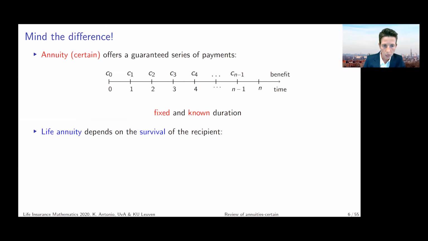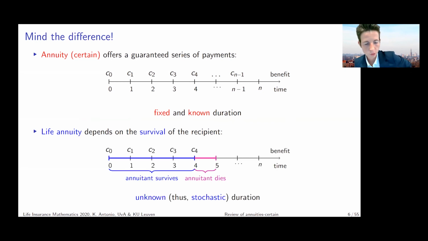This is the typical corporate finance course setting, and how to calculate the present value of this cash flow stream. On the other hand, with a life annuity, we've got our dependence on the survival of the recipient. So in this case, for instance, if you look at the cash flow C4, which is to be paid at time 4, that would be the last cash flow that my annuitant receives in the scenario that is pictured here on my graph. So here on my graph, my annuitant dies between time 4 and time 5. So that means he will receive all the cash flows up to C4, but no more cash flows from there on, because he's no longer alive. So here, the duration of the stream of payments is unknown and thus stochastic. So when we value this, we need to take probabilities into account.